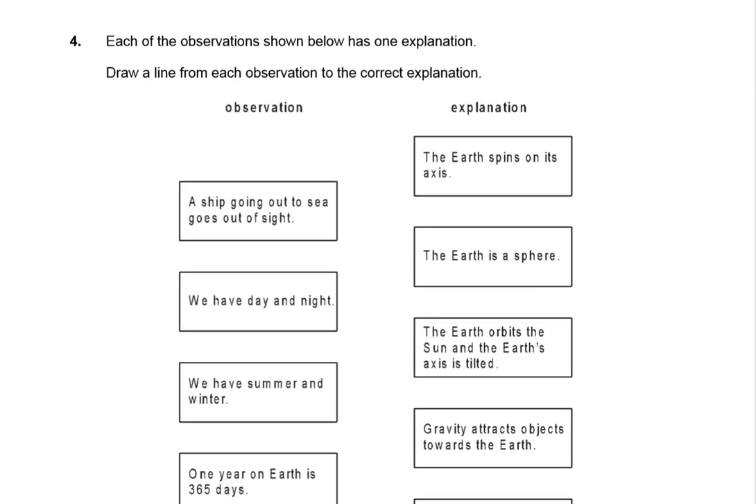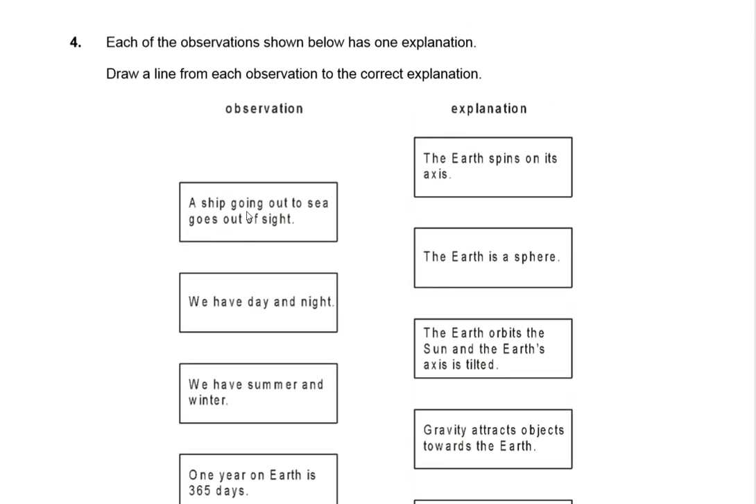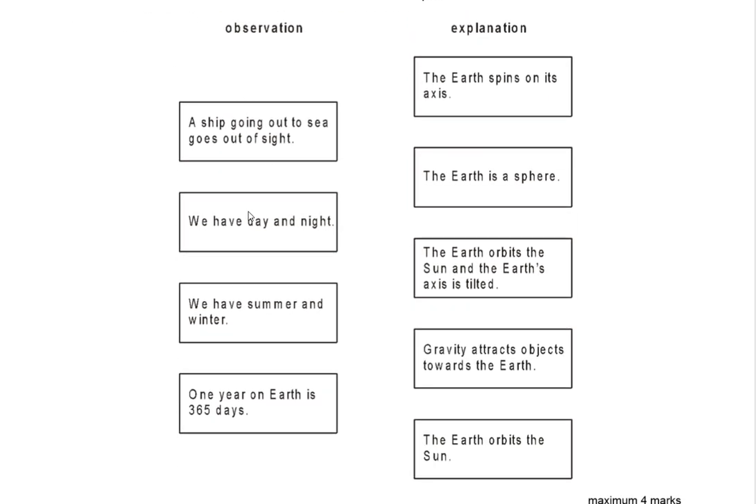Let's go to the other one now. This is matching in size. Okay, the ship is going out of sight. So if the ship is going out of sight, you can't see the ship anymore. So this tells us that the Earth is a sphere. Because if you're looking straight, the ship is going down the horizon. So therefore, the Earth is a sphere.